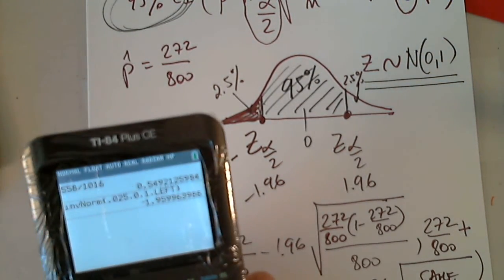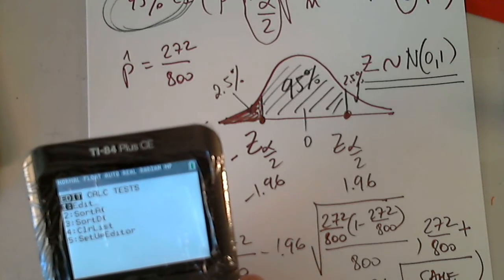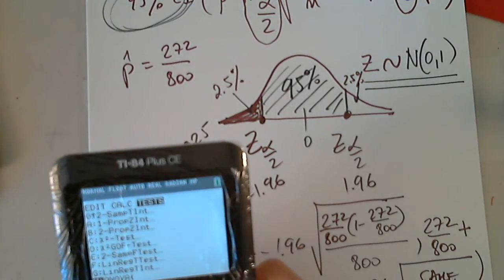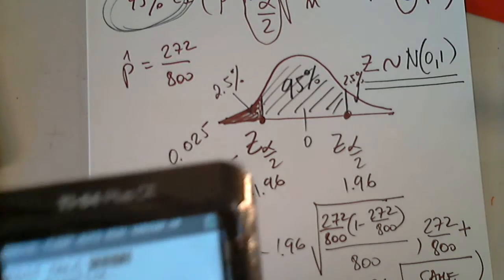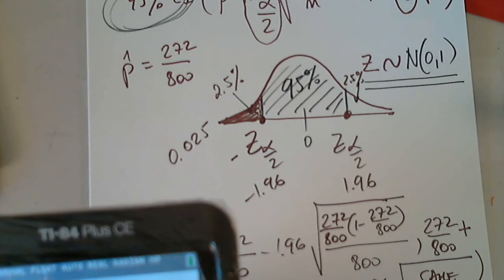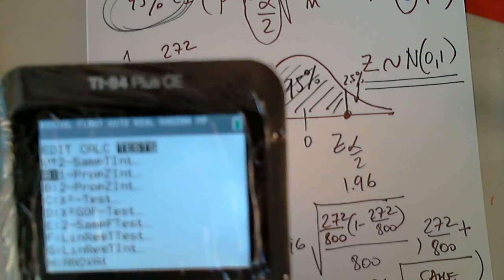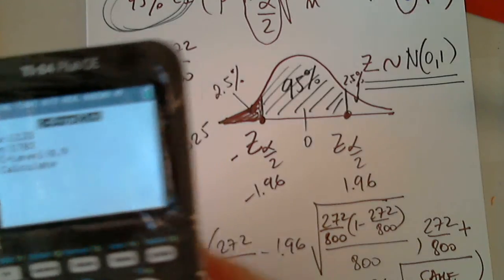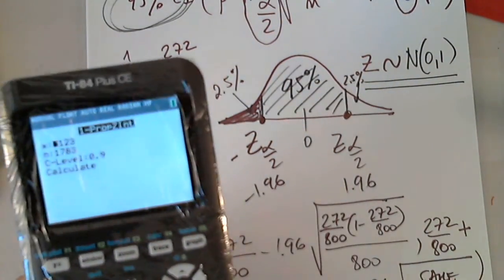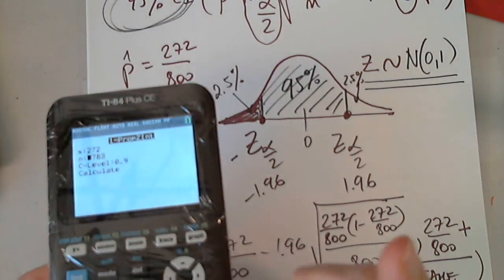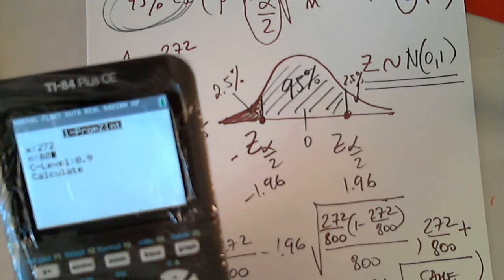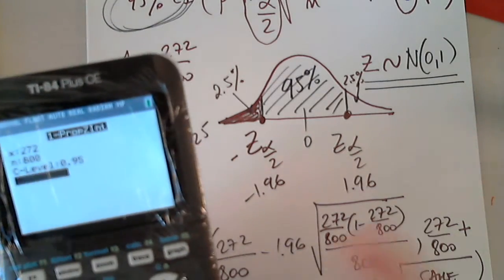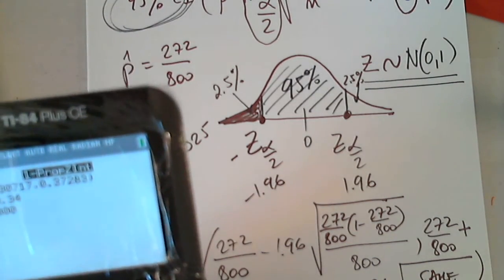We go to stats, go all the way to tests, and go up to one proportion z interval. It's item A, one proportion z interval. Press enter. x is 272. n is 800. Confidence level is 0.95. You just have to press 3 buttons. And here it is.